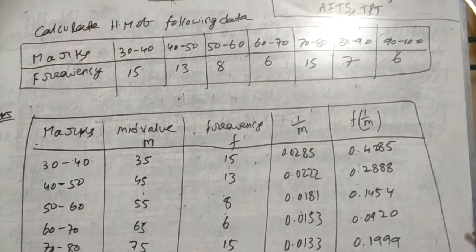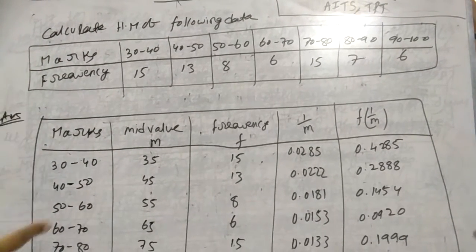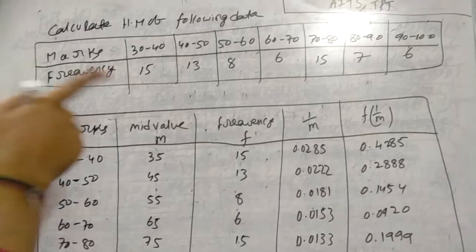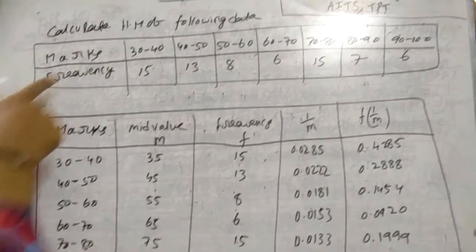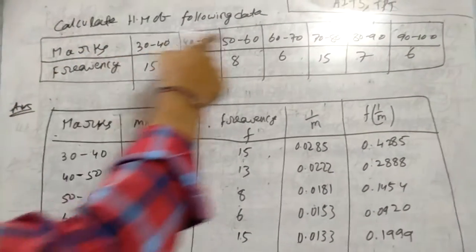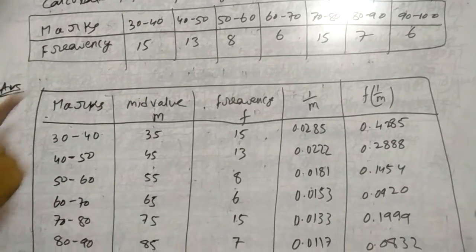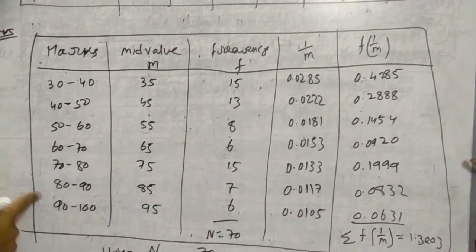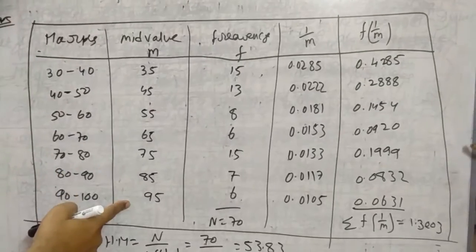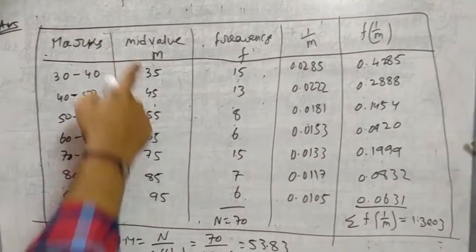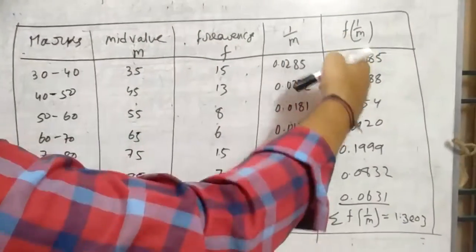Now this is also a harmonic mean of continuous frequency. Right here, if you observe marks in the class intervals, the format has been given and the frequency has been given. Now in this problem, as an answer, marks and mid values we have to take here as m, frequency f, 1 by m, and f into 1 by m.